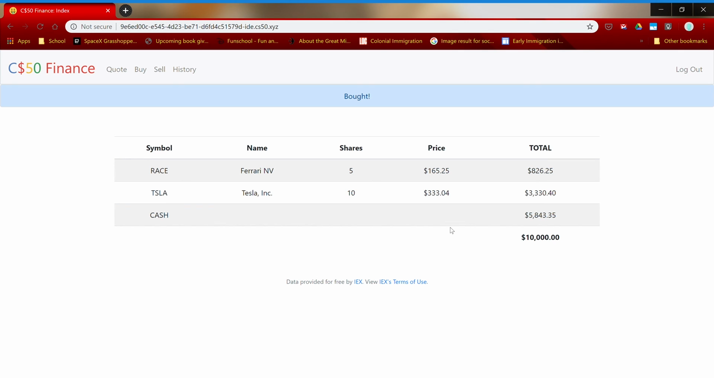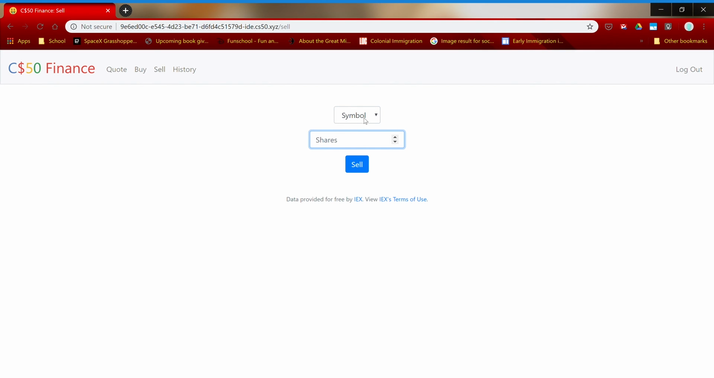However, let's take a look at that again, and maybe I second guess myself or realize my mistakes, and I want to sell some of that Tesla stock. Then I go to sell on the top, and we have a little drop-down menu that gives us our options based on what we've already purchased. Let's say we want to sell 5 of them to hedge our bets in case it goes up.